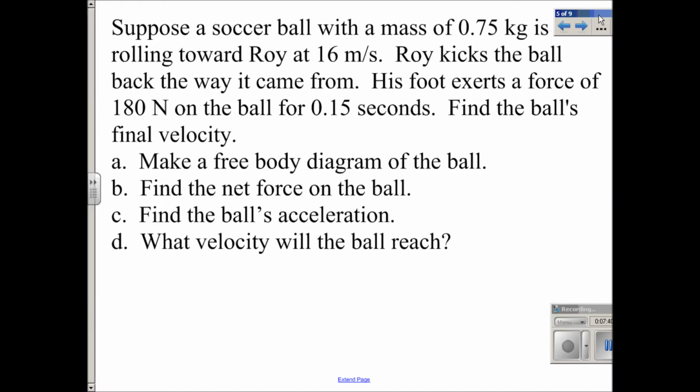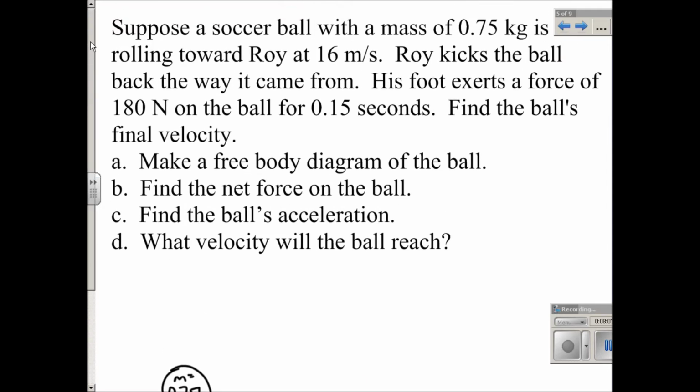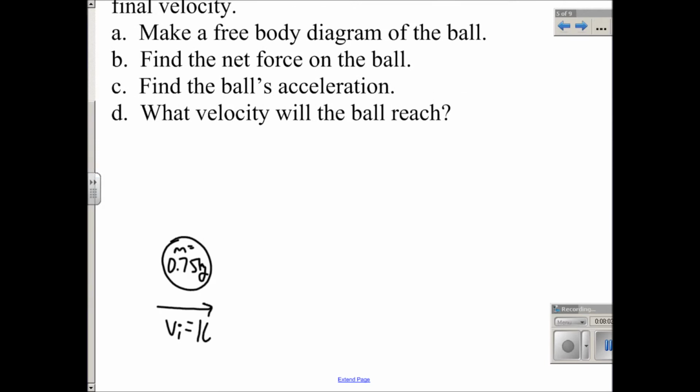I sort of broke it up into steps for you. Write the problem down, and let's make a quick drawing. Here's the ball. We know the mass of the ball is 0.75 kilograms. It's rolling towards Roy at a velocity. We're going to call that initial velocity, because that's the velocity of the ball before he kicks it. The velocity was 16 meters a second.